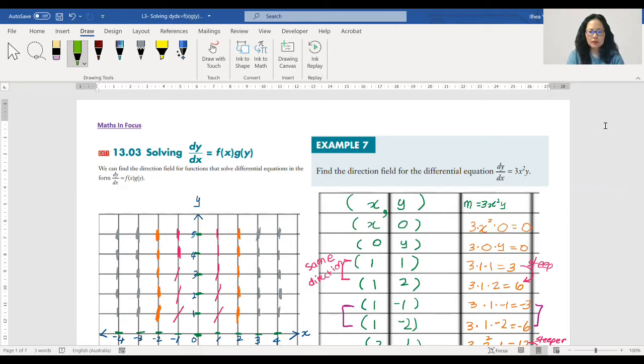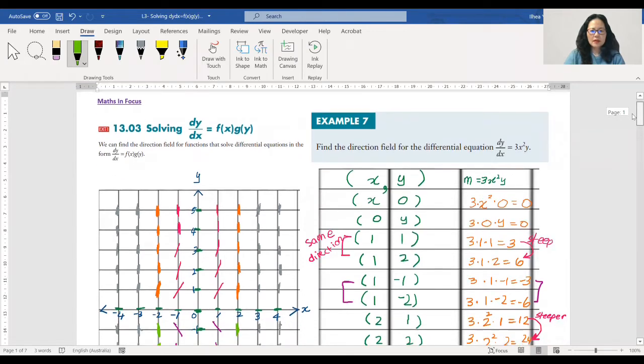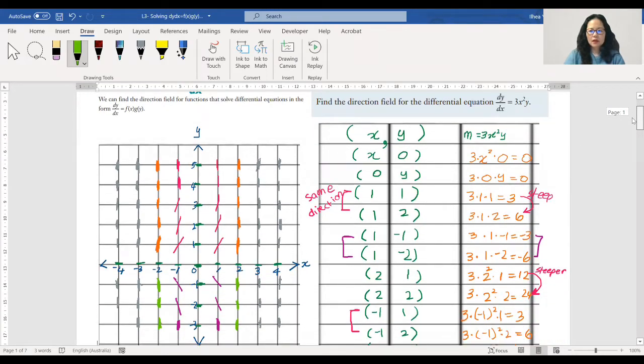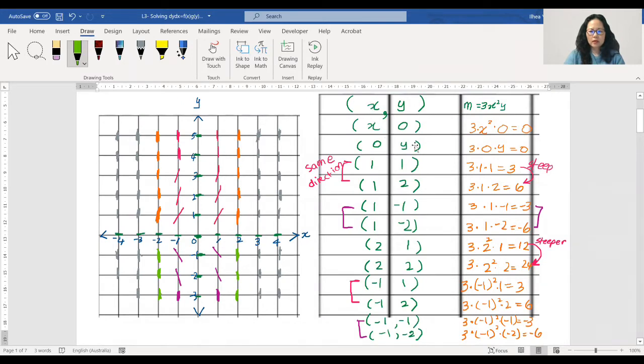Example 7. We're going to do a direction field for it. Now, this is going to be a little bit tricky, obviously, because we have to deal with two things at a time. So I thought it might be better to make it into a point, like coordinates. We're still going to use the table, but with x and y, because now we have to do two things all at once.